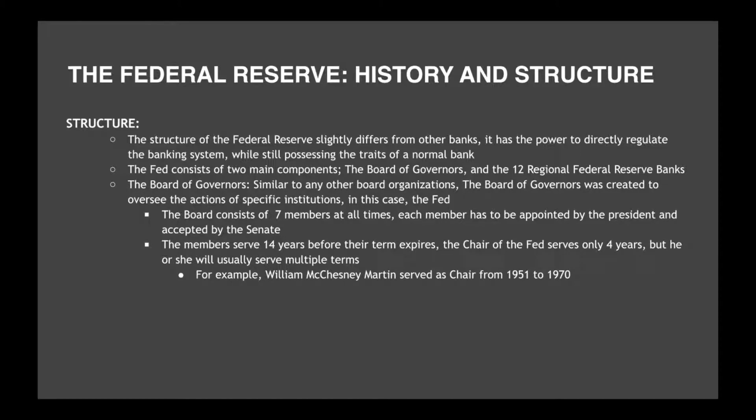The Board of Governors. Similar to any other board, the Board of Governors was created to oversee the actions of specific institutions, in this case, the Fed. The board consists of 7 members at all times. Each member has to be appointed by the President and confirmed by the Senate. The members serve 14 years before the term expires. The chair of the Fed serves only 4 years, but he or she will usually serve multiple terms. For example, William McChesney Martin served as chair from 1951 to 1970.